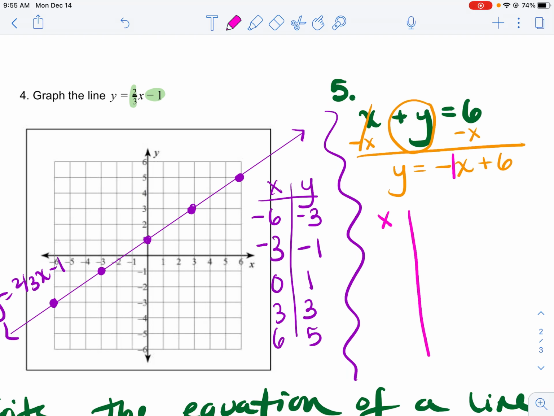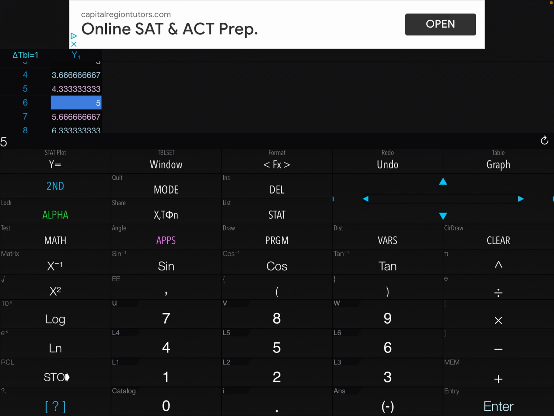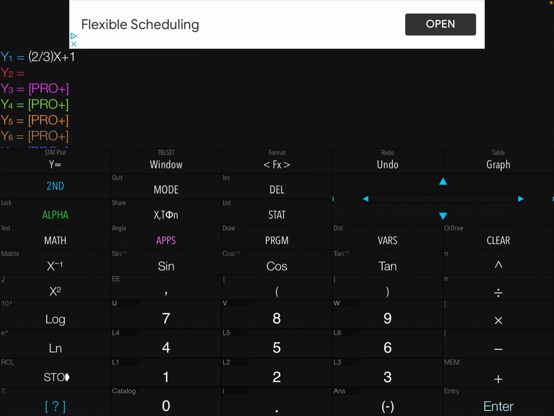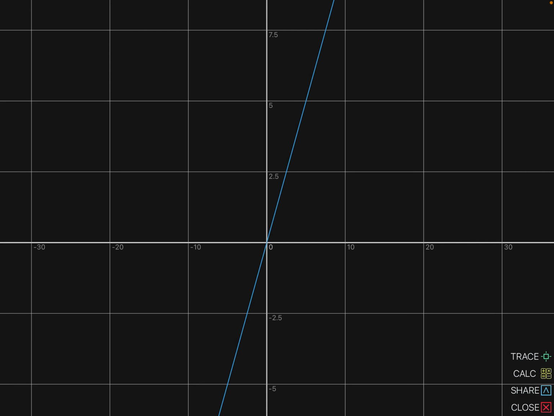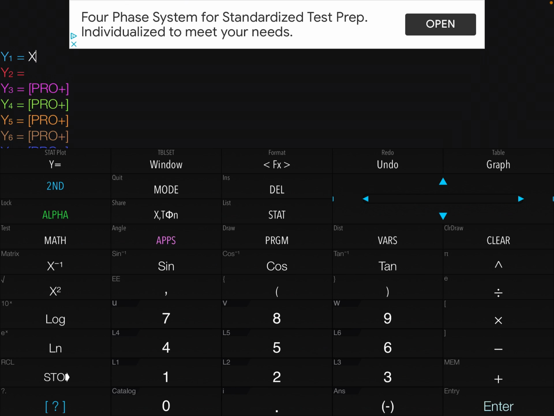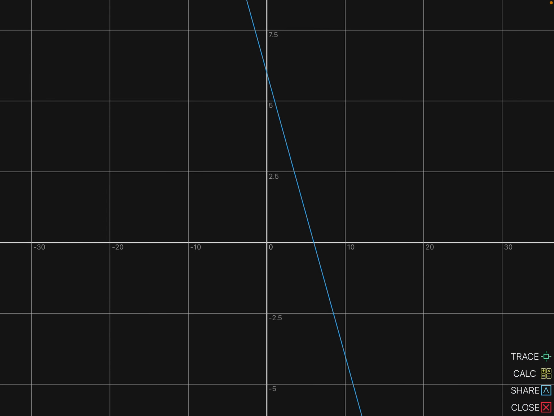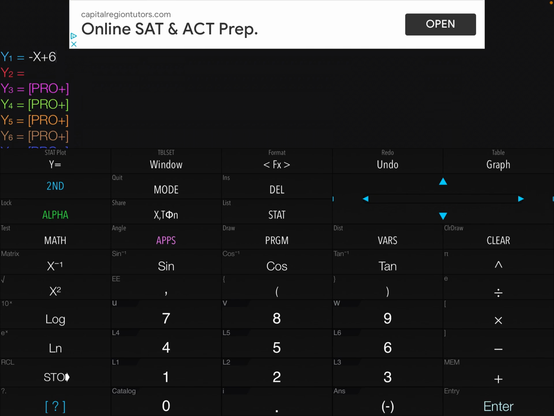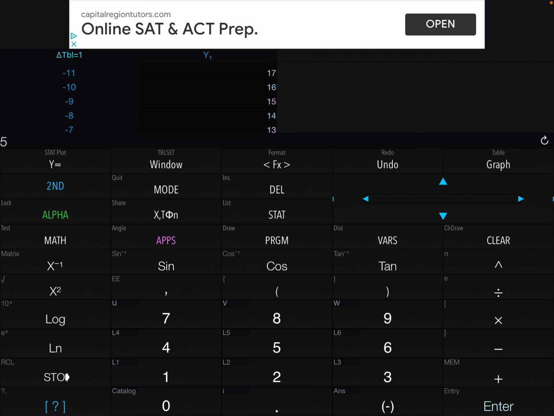I'm going to make my table. Okay, I'm going to go second quit. Let's go to our y equals. I've got to clear out what I have. -x plus 6. Just graph it. It should be a negative slope, and I see it is. Yay. Second table. And actually, these are all really nice numbers, guys.